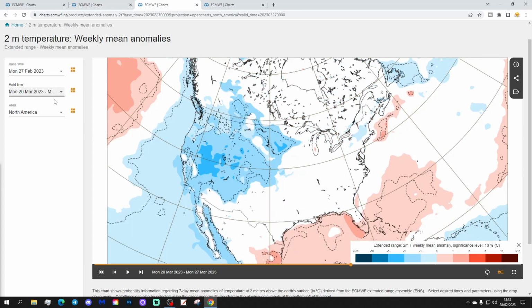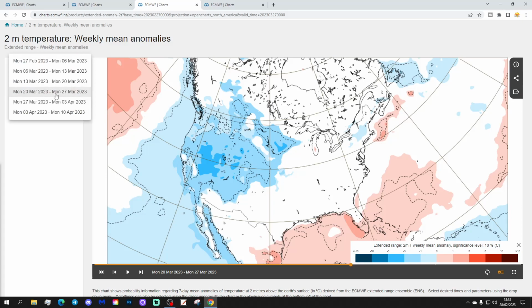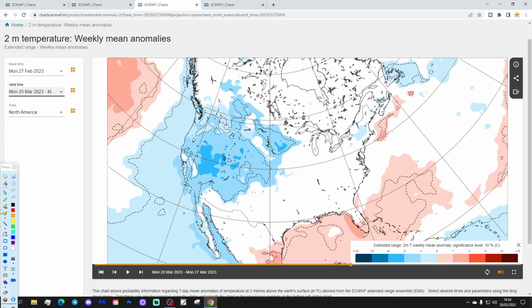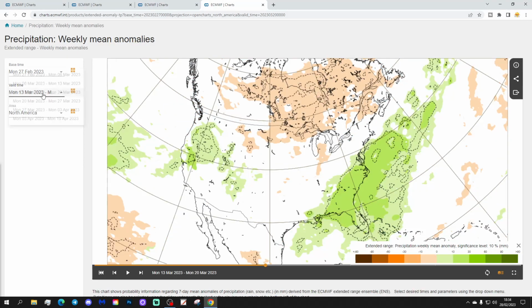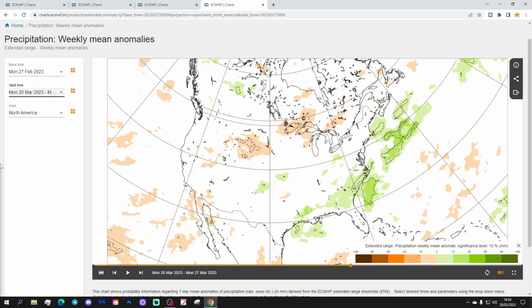There we go. So what week are we up to now? Week 4 temperature anomaly from the 20th to 27th of March looks colder than average in the west. Cold average from the west coast over toward the Rockies. A little bit less cold maybe over in the east. And how is the precipitation anomaly looking? So wet in the east and the southeast, a little bit drier up in the far north.